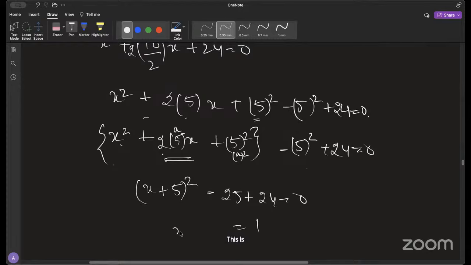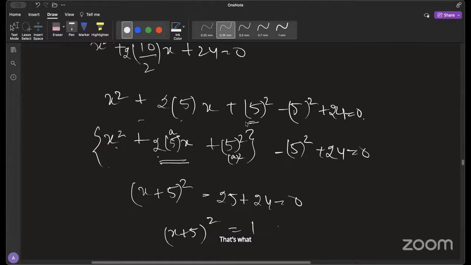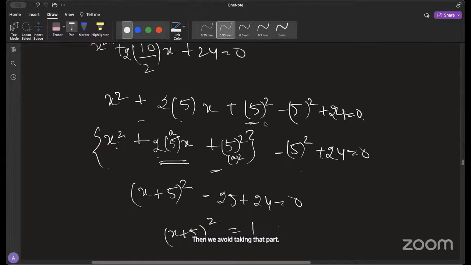Can we avoid taking plus 5 square and minus 5 square in the equation? Can we avoid taking that part? That's what makes this square complete. You can't avoid this part. If you avoid adding it and subtracting it, then you are not going to get a perfect square.